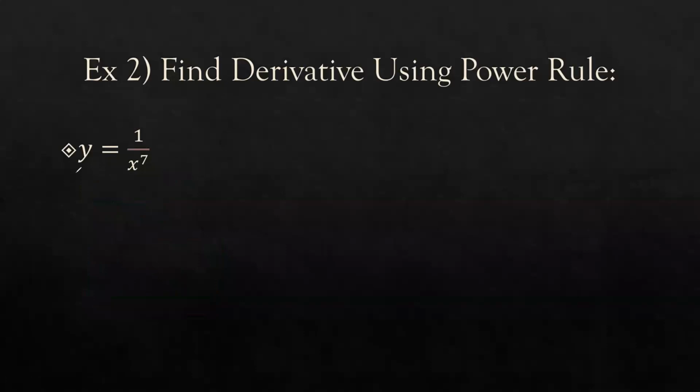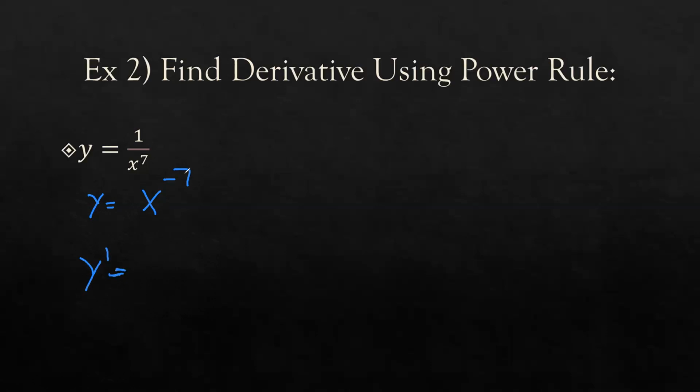Find the derivative using the power rule. Later on, you'll learn that if you have a fraction, you can use the quotient rule. But I don't like using the quotient rule because it is a lot of work. So I'm going to apply the power rule. How would I apply it? I'm going to have to rewrite this problem as a negative power. How do I write 1 over x to the 7th as a negative power? It would be x to the negative 7. Okay, and then just apply the power rule.